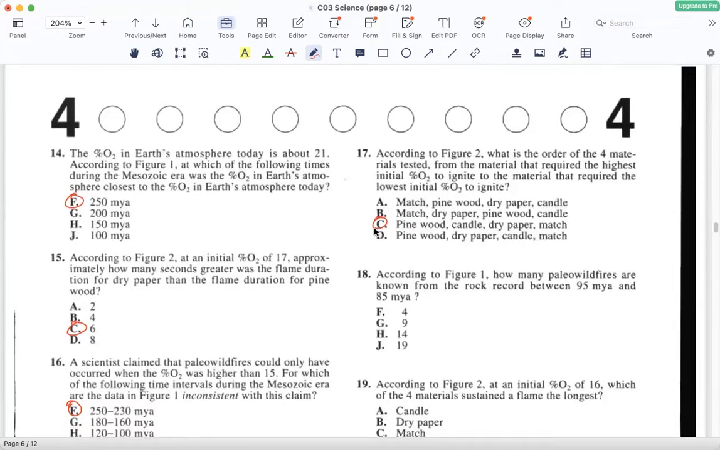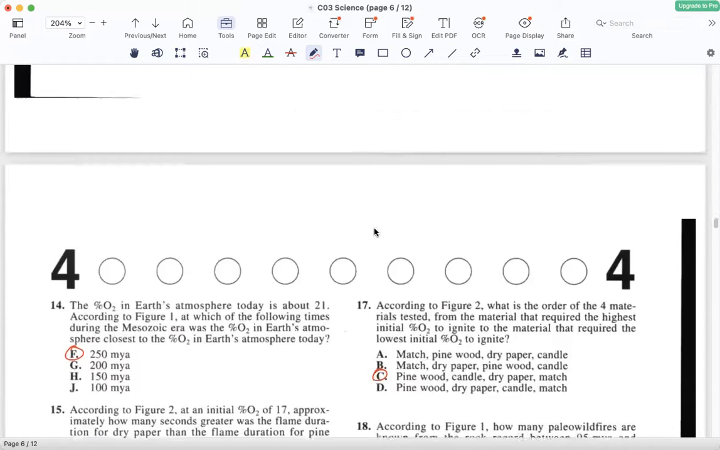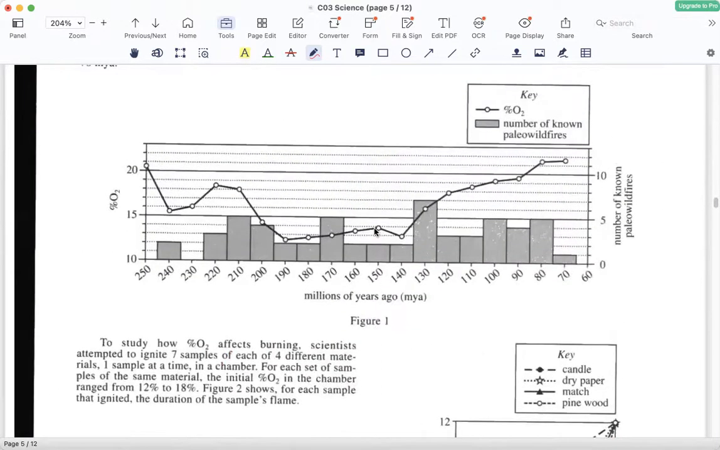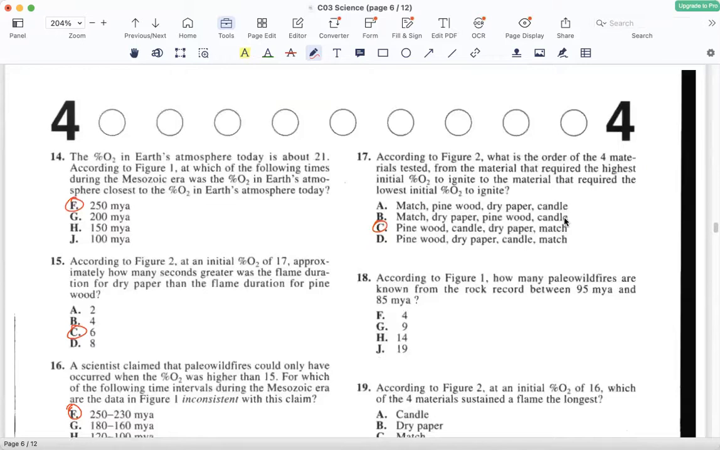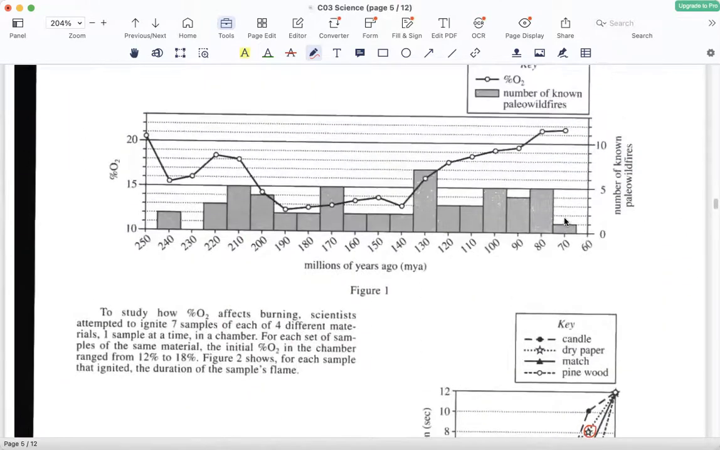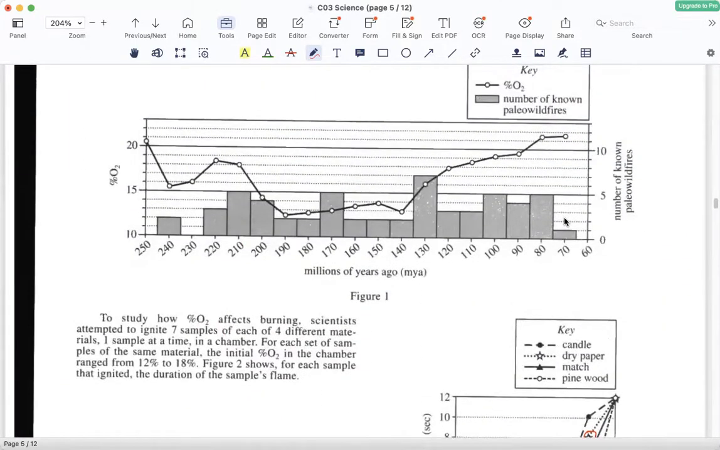According to figure 1, how many paleo wildfires are known from the rock record between 95 and 85? Okay, 95 and 85. So that's 5. It's 5, right? Between 90, oh, 95 and 85. This one, it's 4, sorry.